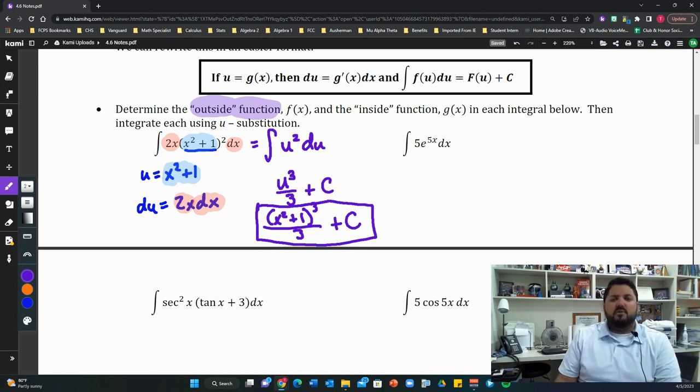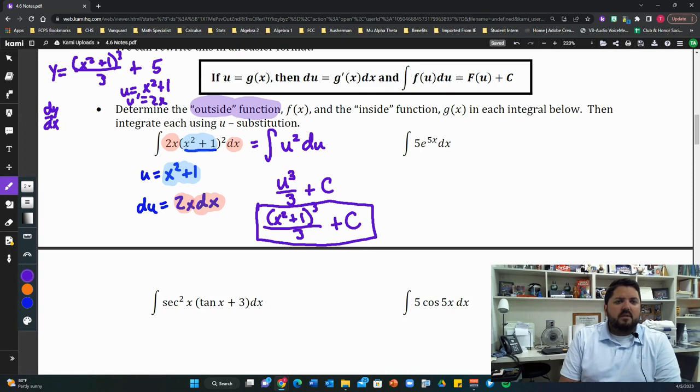Now, if you ever don't trust yourself, remember that this is a back and forth process. Just like if you multiply two numbers and you're not sure, you can take the answer divided by one of the factors and see if you get the other factor. There's always a way to check yourself. If I gave you the equation y equals x squared plus 1 quantity cubed over 3 plus 5, and I asked you for dy dx, you would set this up as a chain rule problem. My inside u would be x squared plus 1, u prime is 2x. When I rewrite it, I end up with u cubed over 3 plus 5.